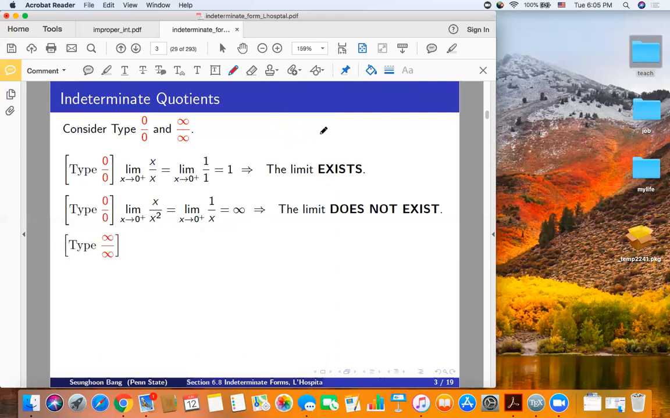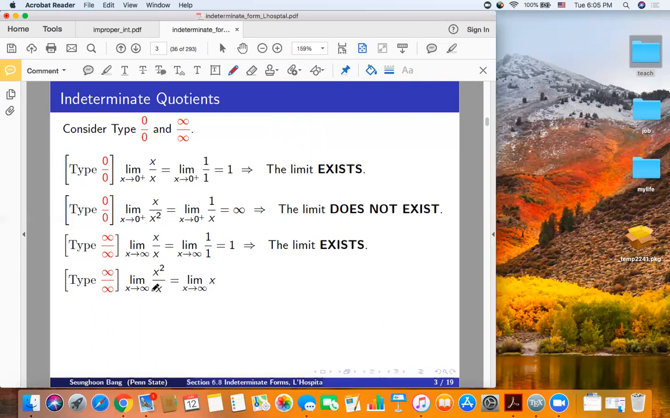Next one, type infinity over infinity. Limit of x over x as x approaches infinity. This is infinity over infinity form. Same idea. You can cross out the common factor x, limit of 1. The limit of 1 is 1. The limit exists. The similar one, limit of x squared over x as x approaches infinity. So you just cross out the common factor x, limit of x. As x approaches infinity, x is going to positive infinity, the limit does not exist.